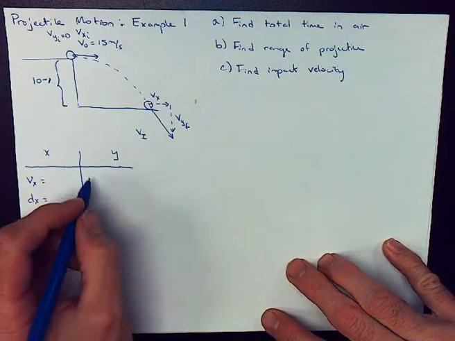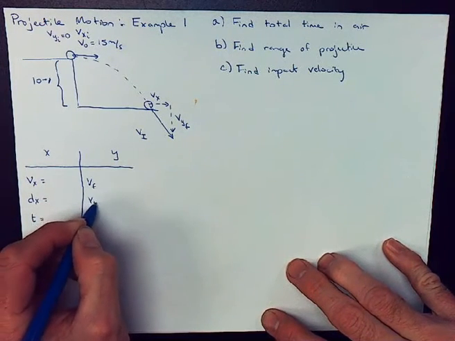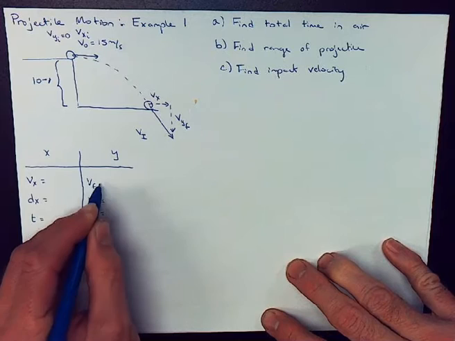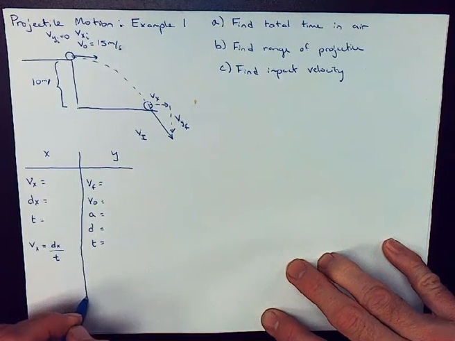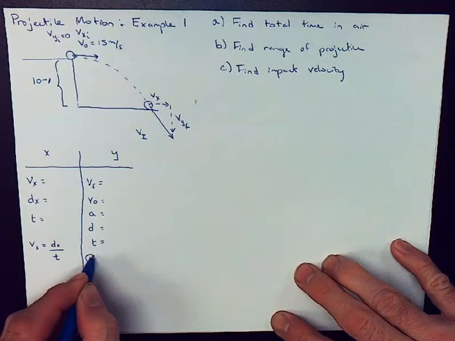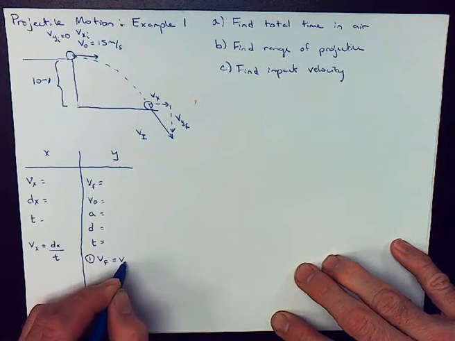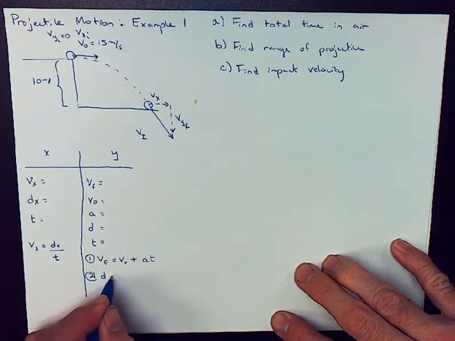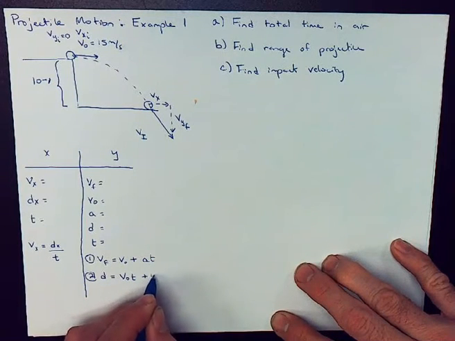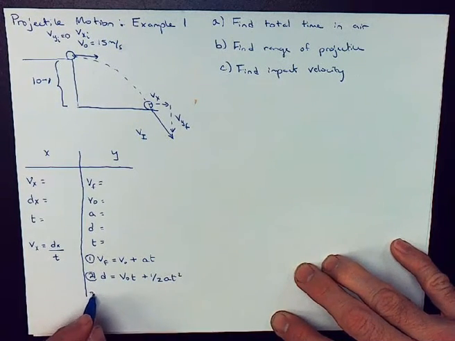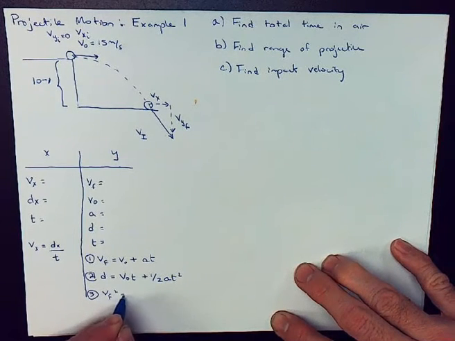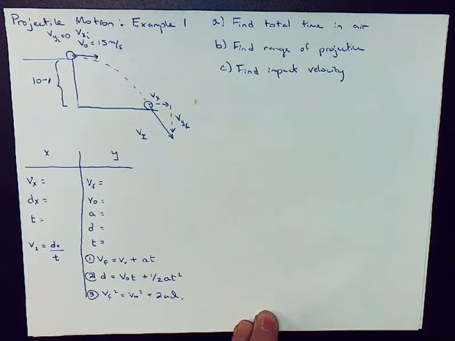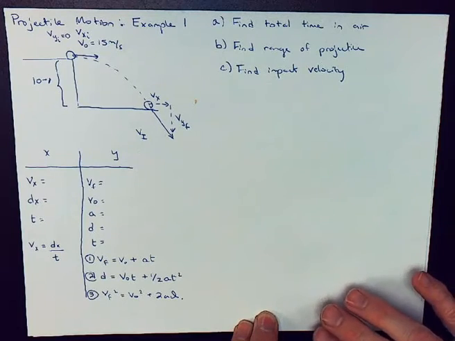In the y direction, because there is an acceleration, I have the final velocity, the initial velocity, a, d, and t. Because I have all 5 variables and I have an acceleration, I have all 3 kinematic equations at my disposal. These you guys should be very familiar with, but I'll list them. Now that we have our chart set up, let's place in what we know.